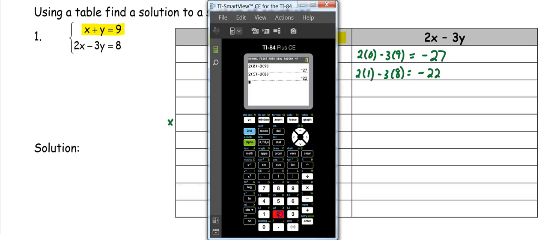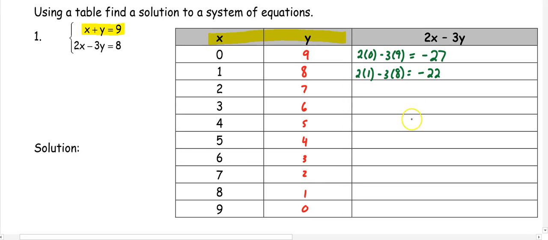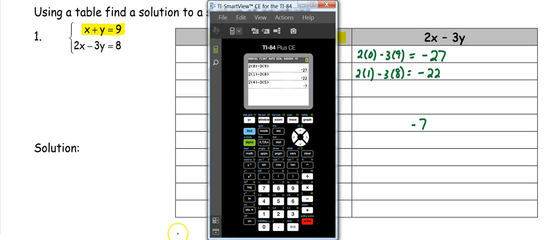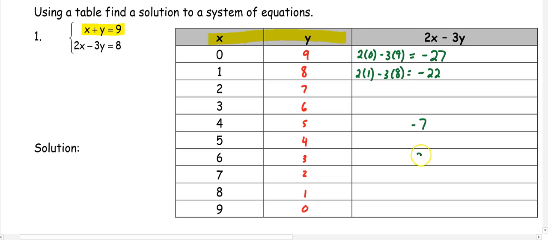So I would have 2 times 4 minus 3 times 5. I don't need to write the work in the box. I can just put it in my calculator and see what answer I get, and I'm at negative 7. So I'm closer, but I'm still not at a positive number. I'm going to skip another row and try the row that is 6, 3. So I would have 2 times 6 minus 3 times 3. That gets me 3, so I'm really close now.